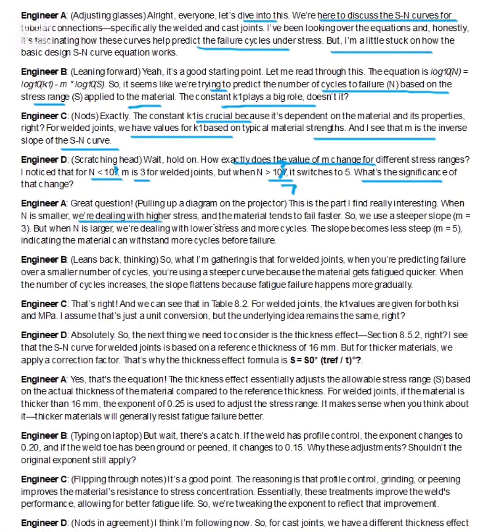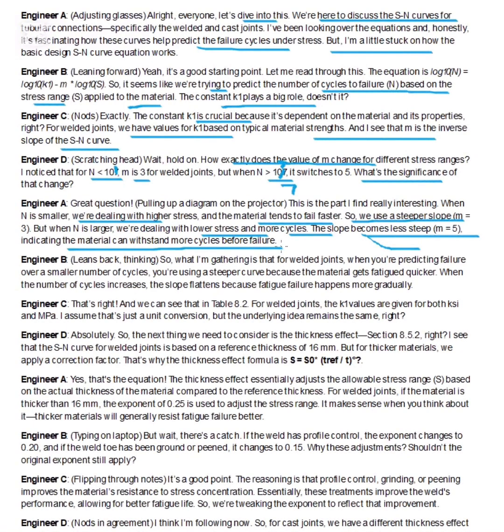When N is smaller, we are dealing with higher stress. The material tends to fail faster, so we use a steeper slope. m equal to 3 is a steeper slope, and m equal to 5 is a flatter slope, less steep. But when N is larger, the number of cycles is more, and we are dealing with lower stress and more cycles. The slope becomes less steep, indicating the material can withstand more cycles before failure.